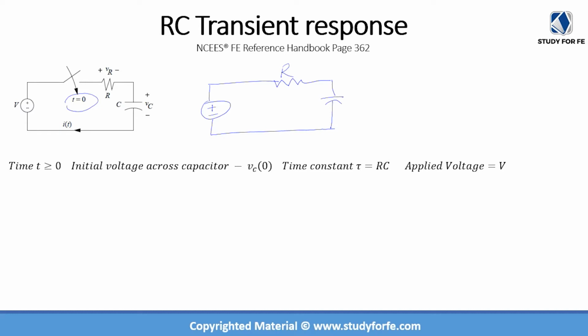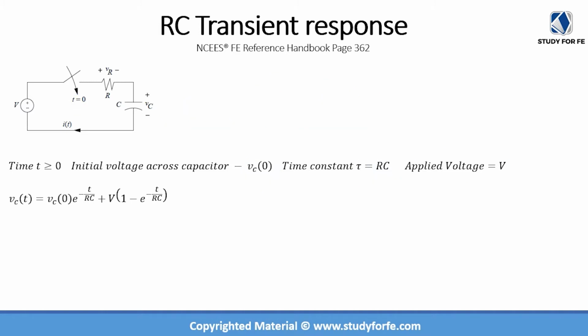The initial voltage across the capacitor is denoted as VC at time 0, so the voltage across the capacitor at time 0. And tau is the time constant. I'll explain how this time constant impacts the charging and discharging of the capacitor. For now, just remember that tau is equal to RC. So we can change the value of this time constant by selecting a different resistor or a different capacitor. And V is the applied voltage, the external voltage source that we have applied to this RC circuit.